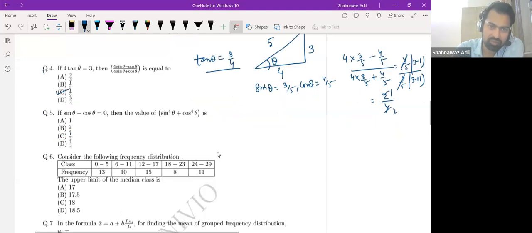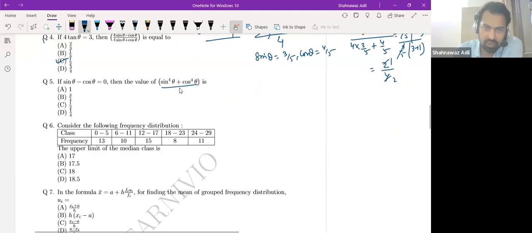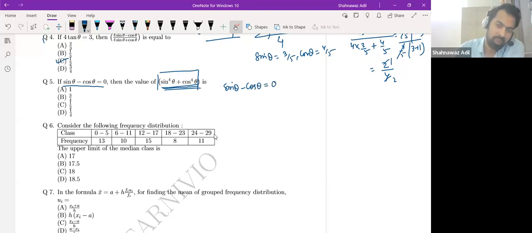And this question. So this was a question, and you can see from here this is given. Don't look at this part. First, try to think about this part. Sine theta minus cos theta is 0, right? So what can we infer from this given thing? What can we infer? Yes, everyone.